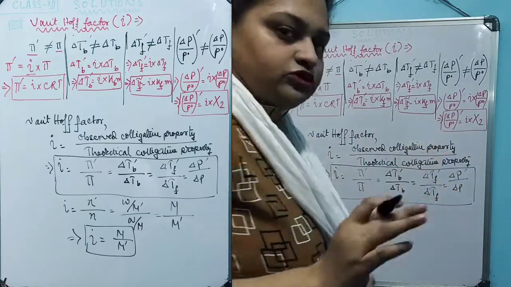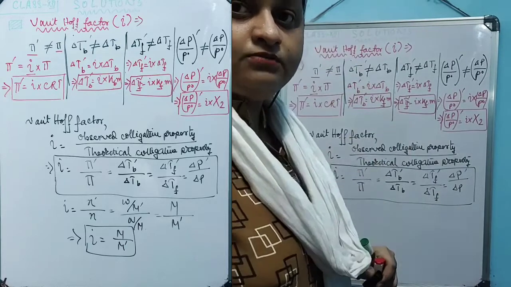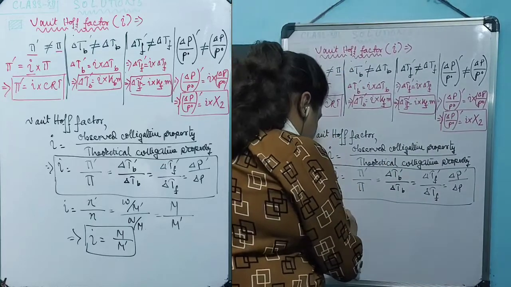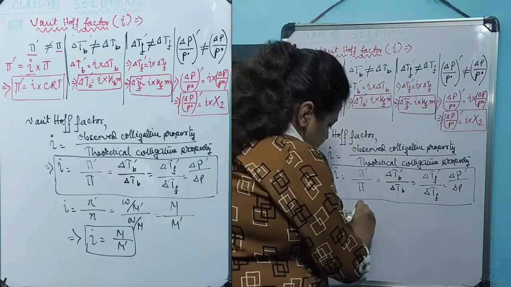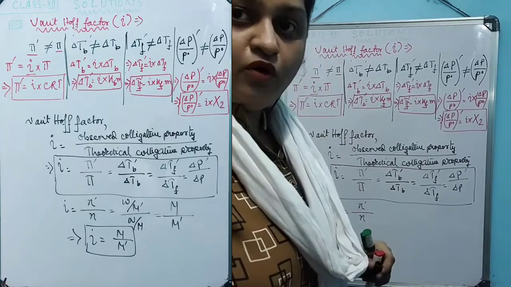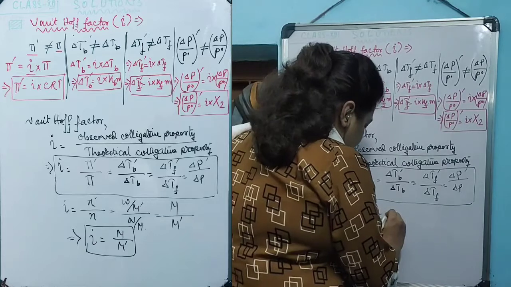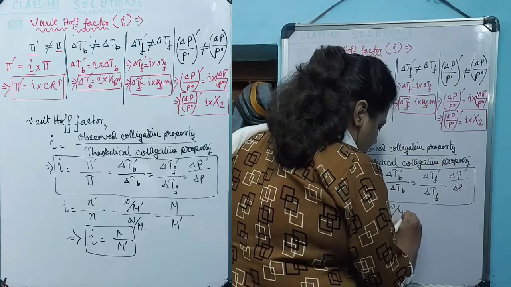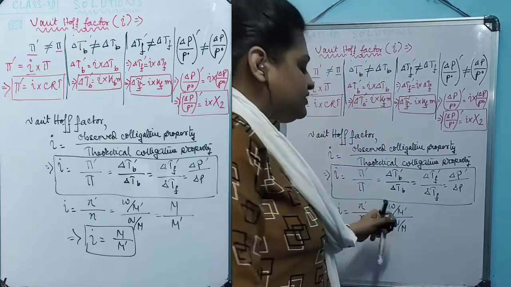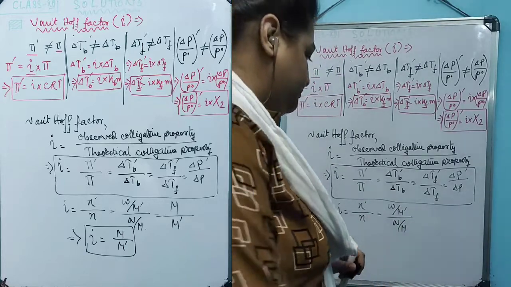Now we know that colligative properties are directly proportional to the mole numbers of the solute. Therefore, i can be represented as mole number prime by mole number, that is, observed mole number by the theoretical mole number. Now observed mole number is equal to given mass by molecular mass prime, by given mass by theoretical molecular mass. Now you can ask, how does molecular mass become theoretical and experimental?